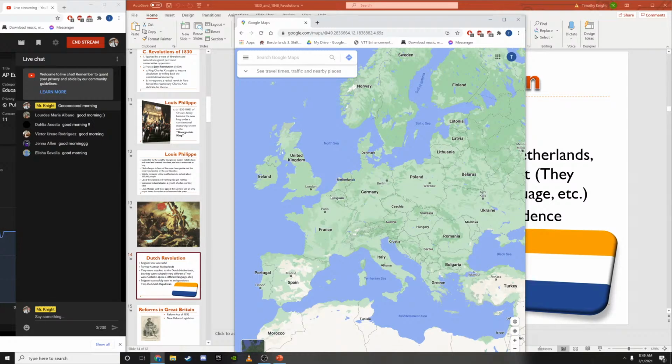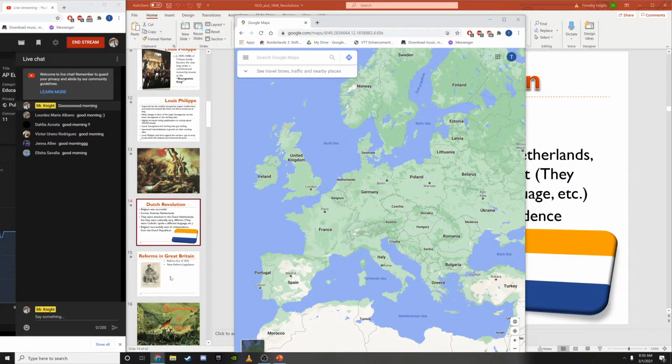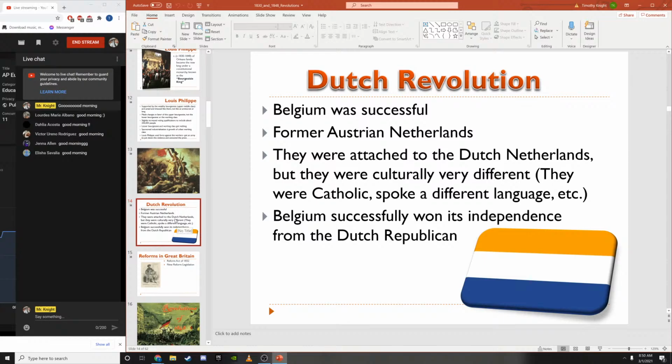Culturally, though, they're very different from one another. They don't speak the same language. Even inside Belgium, there are different kinds of Belgians: the French Belgians, and then the Belgian Belgians, sometimes called the Flemish and the Walloons. Even within Belgium, you have some cultural differences where the Flemish and the Walloons don't really get along with one another. So, Belgium successfully won its independence from the Dutch Republic and from Austria, and it became its own nation state.